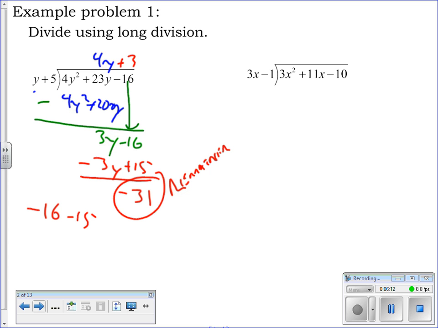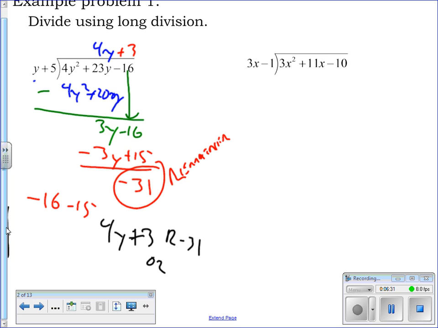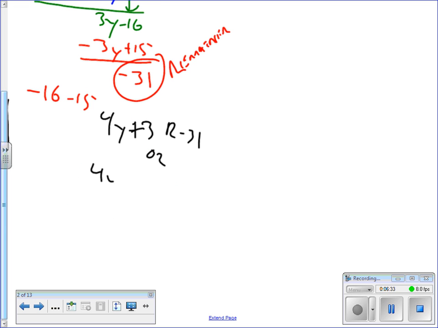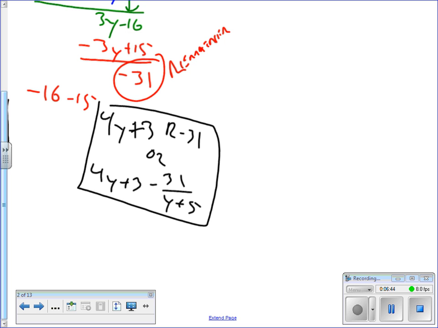How many times does y plus 5 go into 4y squared plus 23y minus 16? It goes in 4y plus 3 with a remainder of negative 31. Or 4y plus 3 minus 31 over y plus 5. Either one of these 2 answers I will deem acceptable. Both of those are valid answers to this problem.